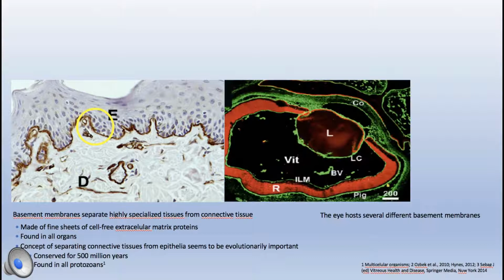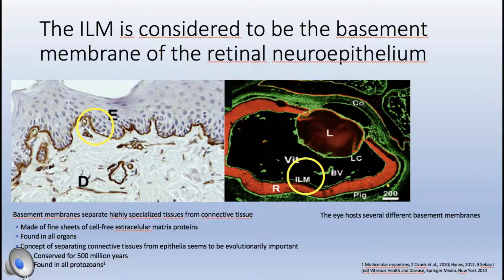I host several different basement membranes, and from a scientific viewpoint, the eye is a very interesting organ because it is one of the few places, if not the only one, where basement membranes can be relatively easily harvested. The internal limiting membrane, the ILM, is one of the several basement membranes of the eye, and it is considered to be the basement membrane, actually, of the retinal neuroepithelium.